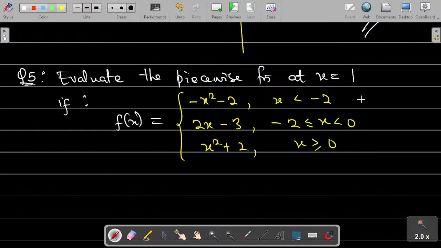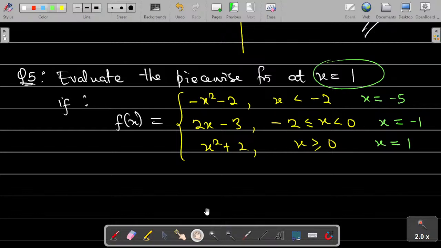Meaning for the first one, if I have x equal to, let's say, minus 5, it falls under here, so my function is going to be this. But in the second one, an example is something like x equal to, let's say, minus 1. You can see minus 1 is greater than minus 2, but it is less than 0. You can even use minus 2 itself, because they said x can be equal to minus 2 here. And then from here you can see the question they're asking us, because x equal to 1 is greater than 0.